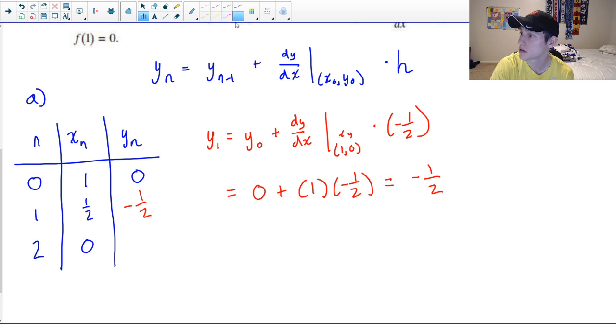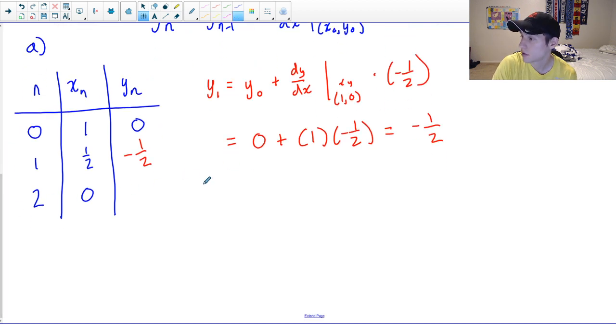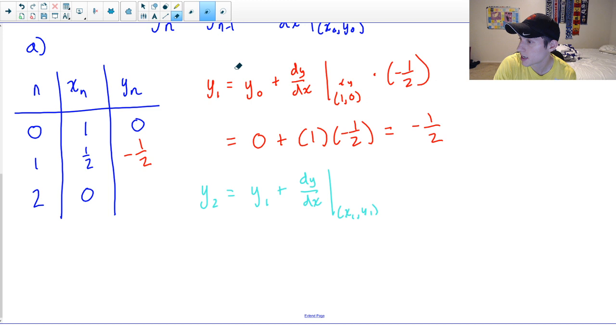All right, so we're almost there. Now, in order to figure out y2, so that would be, using my formula from up above here, that would be y1, so just 1 lower, plus dy dx evaluated at x1, y1, which x1, y1 is, I guess I'll go ahead and write 1/2, -1/2, times the step, which we know is negative 1/2.